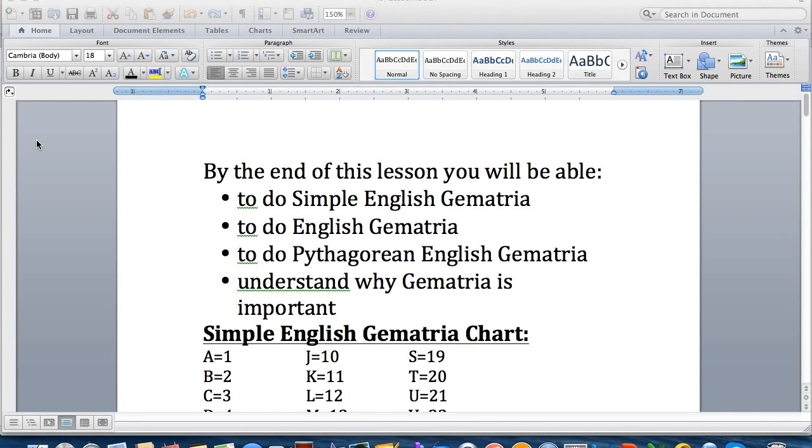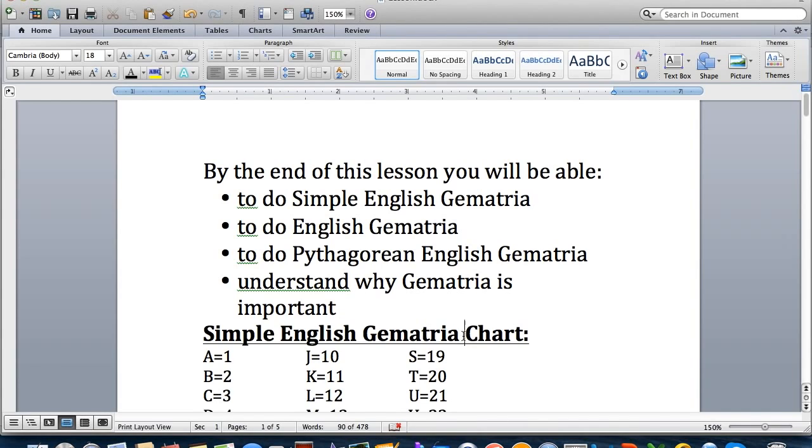Today I would like to present a lesson on how to do Gematria and explain why Gematria is important. For me personally, I learned about Gematria about a year and a half ago, previously having no knowledge. And if you're not familiar with what Gematria is, this is how you spell the word right here, Gematria. It is the practice of coding numbers into names, words, phrases, and sentences.